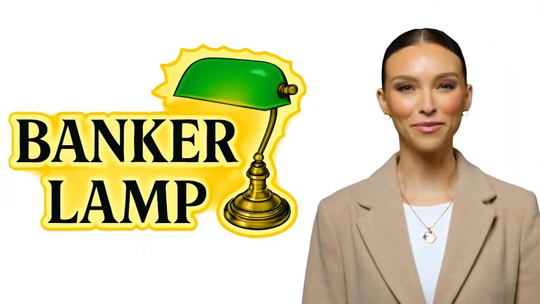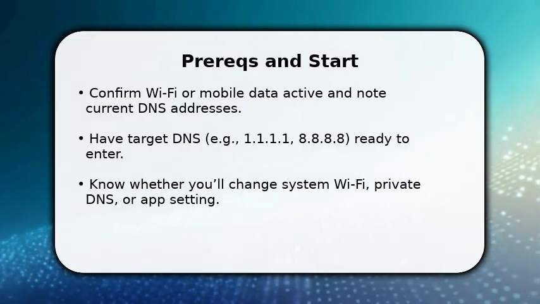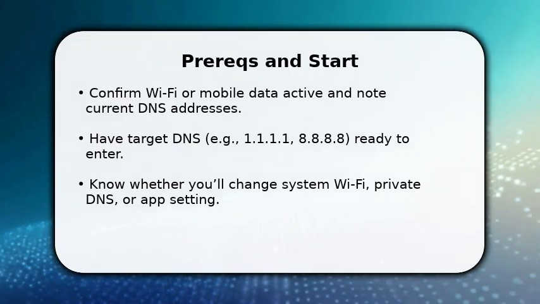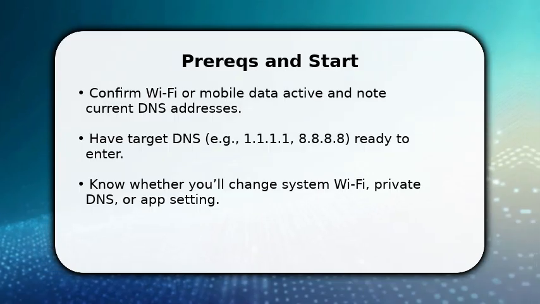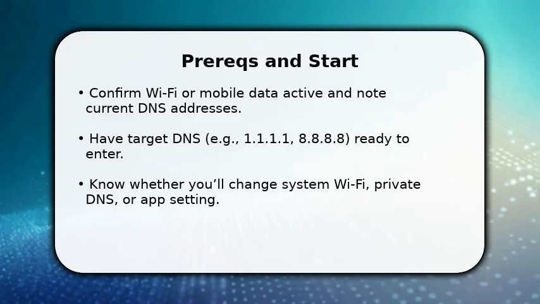Please enjoy the video. You'll begin by verifying network access and deciding scope: Wi-Fi only, system private DNS, or an app. Once done, open Settings and tap Network or Connections. Make sure airplane mode is off.